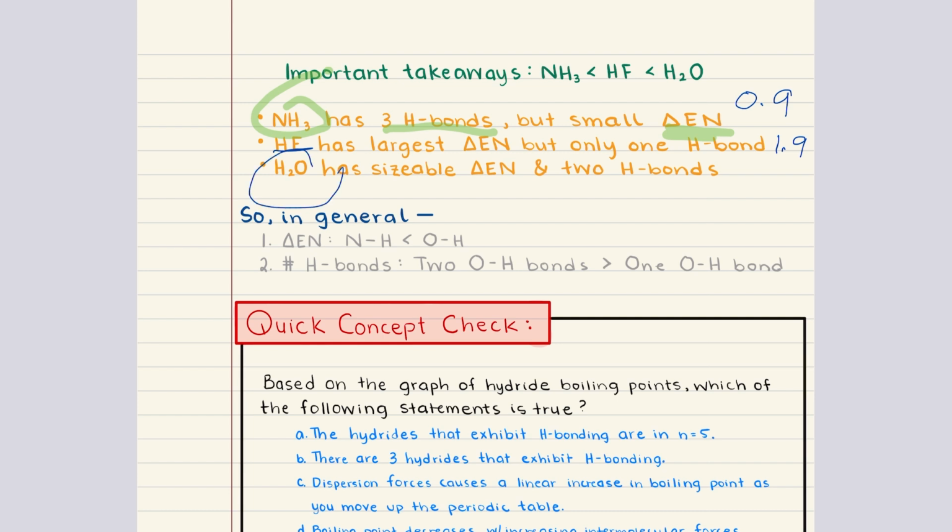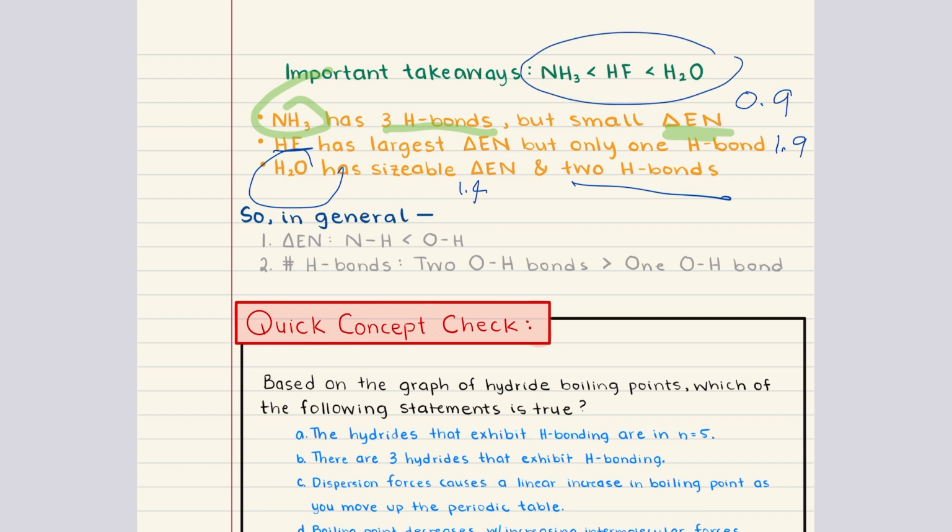Water combines both factors. It has a strong electronegativity difference of 1.4, and it has multiple hydrogen bonds per molecule. Each water molecule can form two hydrogen bonds, and that allows it to create an extensive hydrogen bonding network that holds water molecules together more effectively than ammonia or hydrofluoric acid. So as a result, water has the highest boiling point of the three, and it makes it the strongest example of hydrogen bonding among these three molecules.